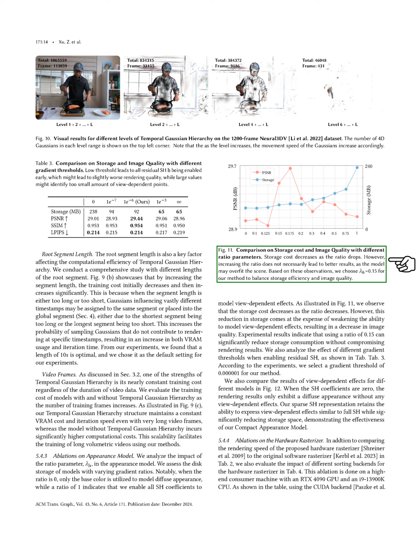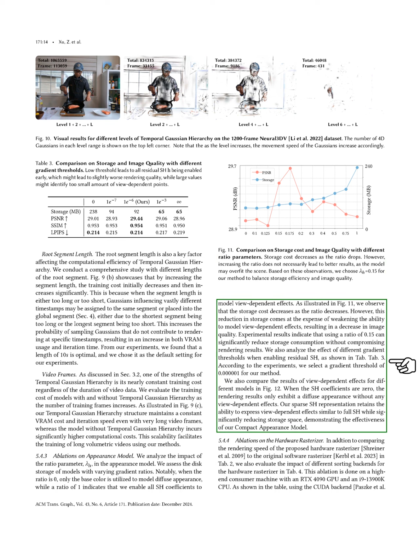Our findings show that as the ratio decreases, the storage cost also decreases, but this comes with a reduction in the ability to model view-dependent effects, leading to lower image quality. We found that a ratio of 0.15 significantly cuts down storage without affecting rendering quality. We also examined the influence of various gradient thresholds when using residual spherical harmonics, selecting a threshold of 0.000001 for our method based on our experiments.